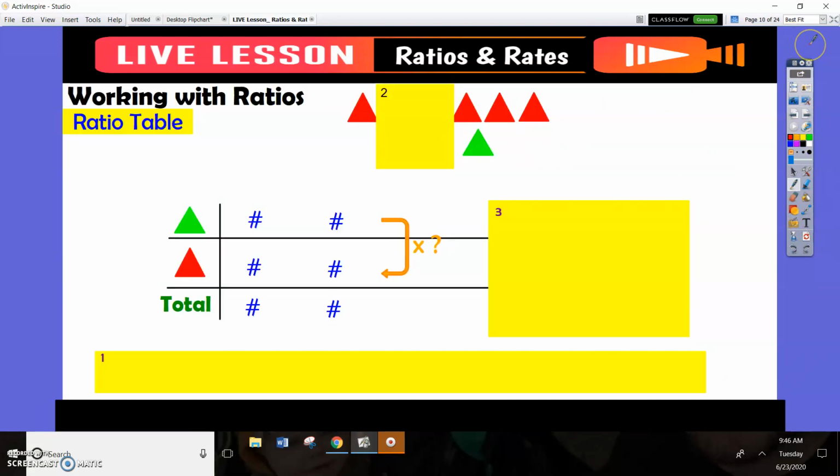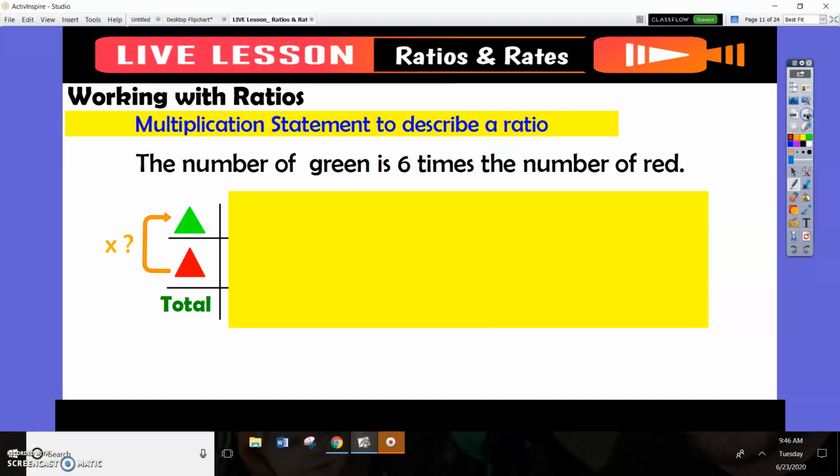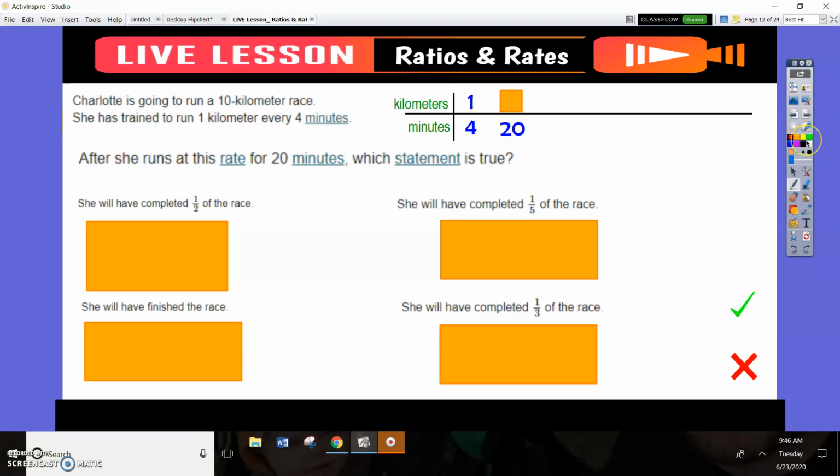All right, just for the interest of time, I'm going to skip to slide number 12 because we're kind of repeating ourselves a couple of times here. So these are some examples from Imagine Math. Charlotte is going to run a 10-kilometer race. She has trained to run 1 kilometer for every 4 minutes. So we're comparing these 2 different quantities. In this case, we are talking about a rate. A ratio is a comparison of 2 different amounts. A rate compares 2 different quantities.